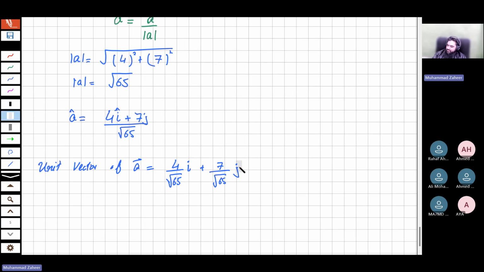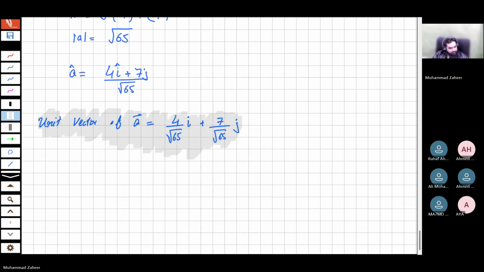Yes, is anyone here who did not understand how to find the unit vector of any given vector? All right.